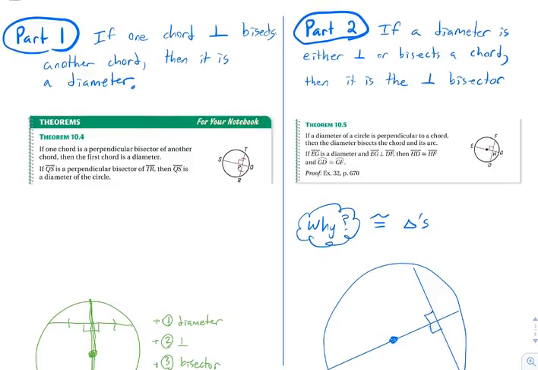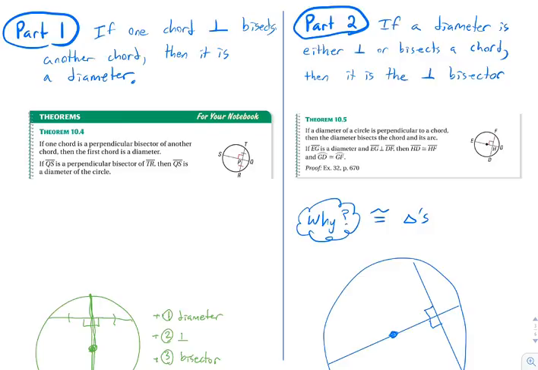So the first one is, if one chord is a perpendicular bisector, right? So in this image shown, we have SQ is a perpendicular bisector of TR, then what that means is SQ must be a diameter. So this must be a diameter. Okay, and it's kind of logical.